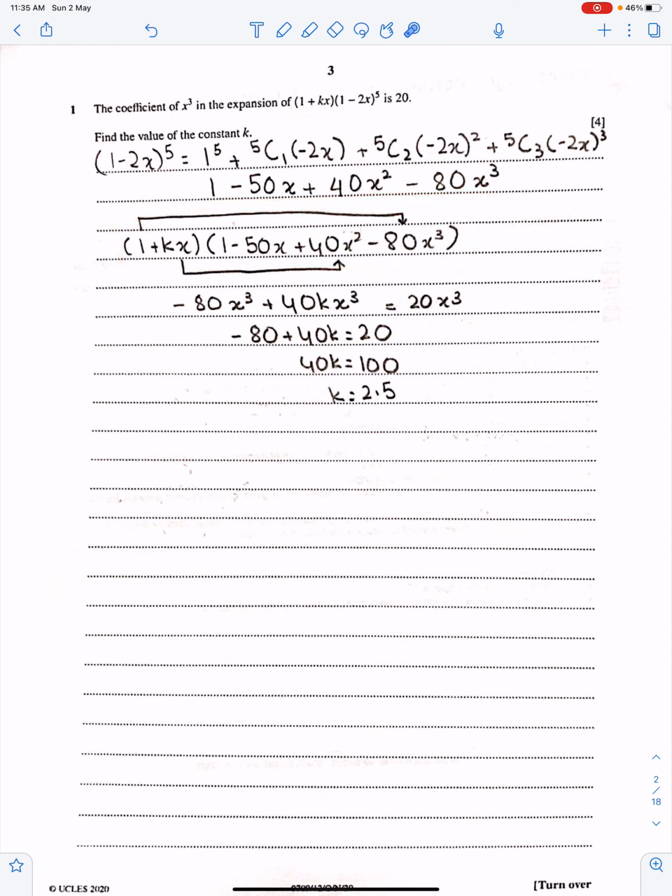We just need to multiply the selected terms, the terms which will give us x cube. So when we multiply this one with this term, we get minus 80x cube. And when we multiply this kx with this 40x square, we get 40kx cube. Now we need to equate the coefficients: minus 80 plus 40k equals 20. And by solving this equation, we have k, which is 2.5.